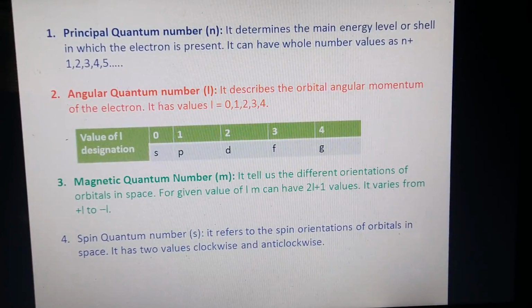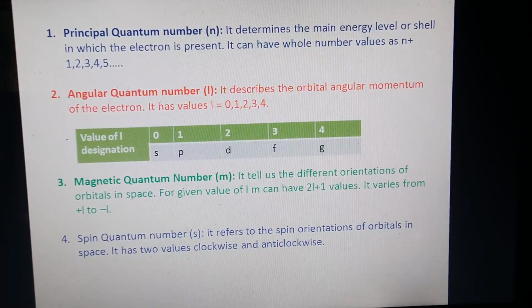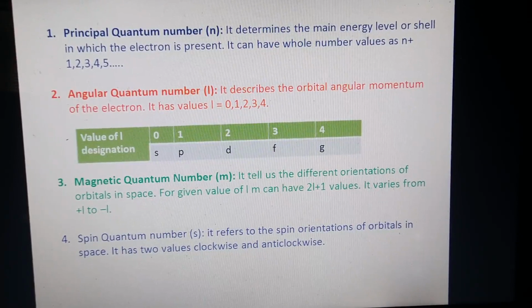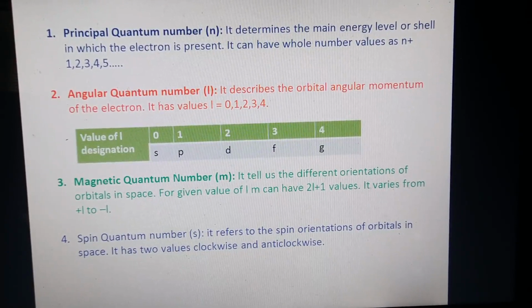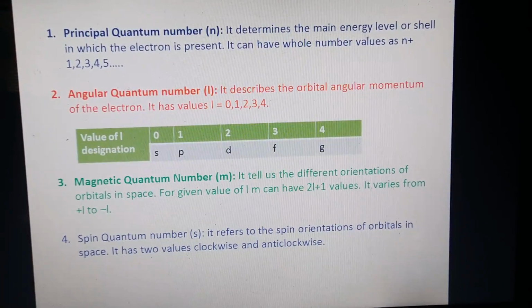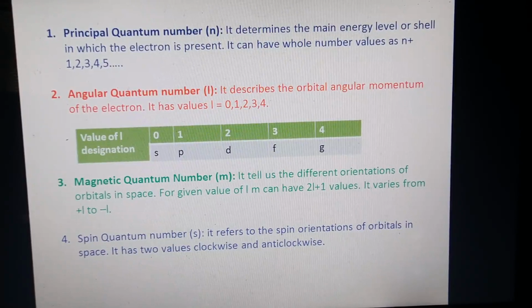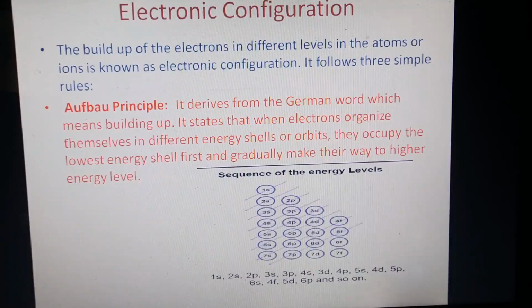The magnetic quantum number, the value of m, tells us the different orientations of the orbitals in space. For a given L, it varies from plus L to minus L. Next is the spin quantum number, which refers to the spin orientations of electrons. It has two values, plus half and minus half. One is in the clockwise direction and the other is in the anti-clockwise direction.